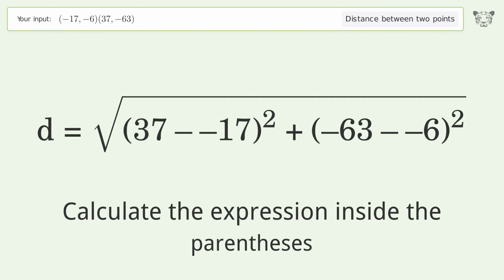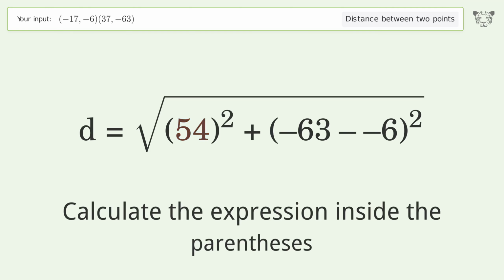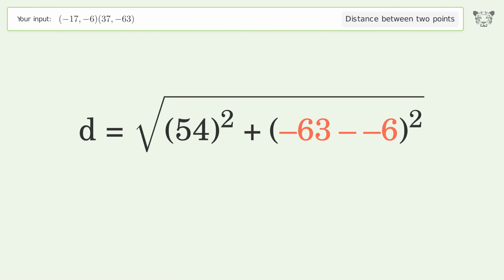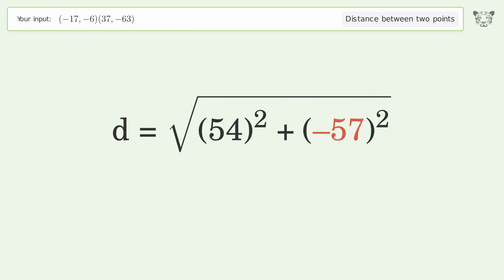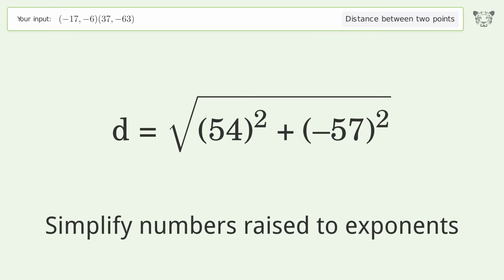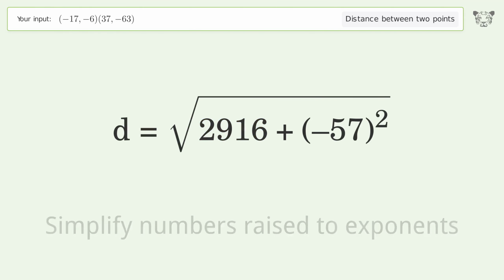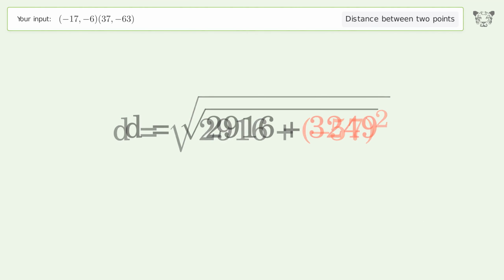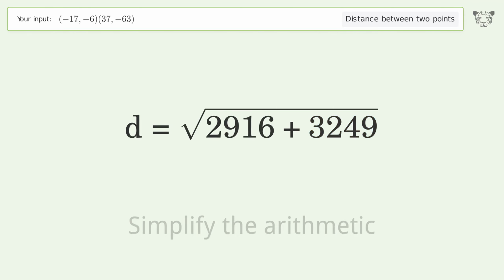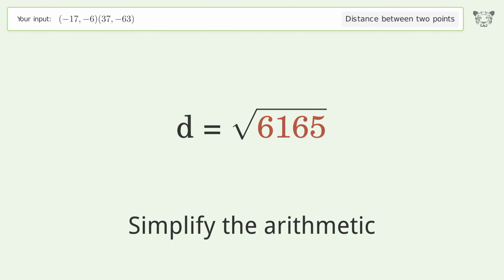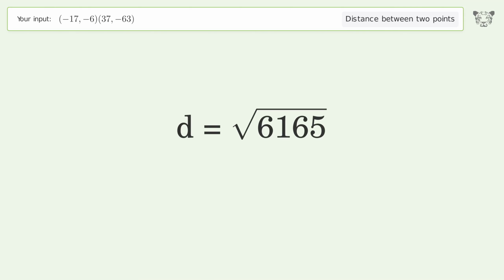Calculate the expression inside the parentheses. Simplify numbers raised to exponents. Simplify the arithmetic. And so the distance between the 2 points is the square root of 6,165, or 78.518.